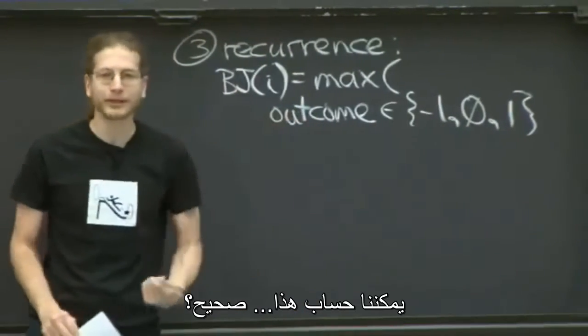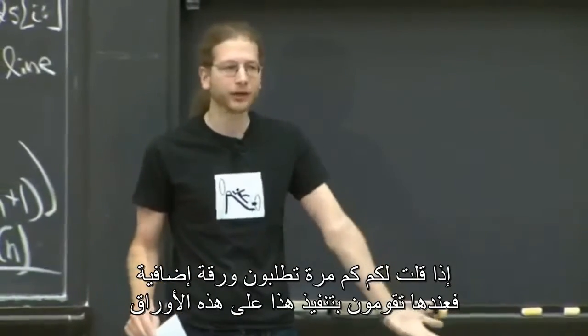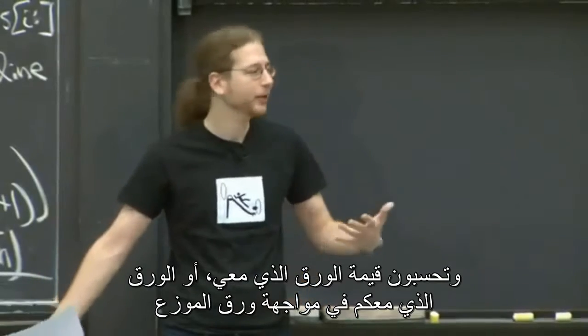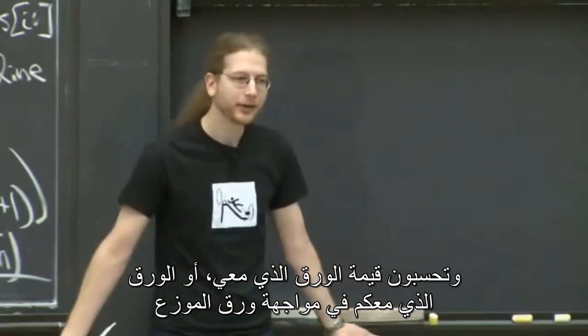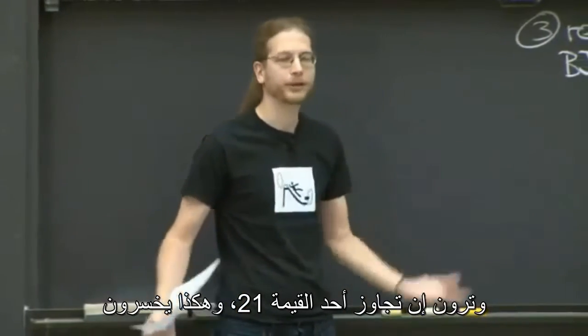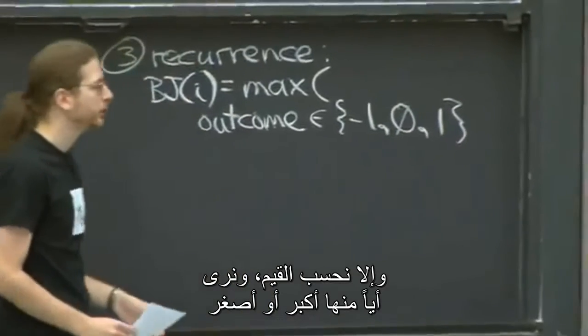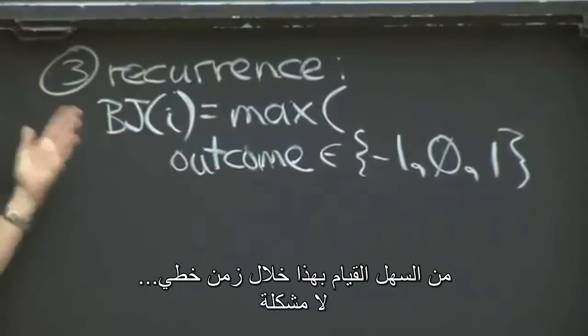If I told you how many times you hit, then you just execute through those cards, and you compute the values of my hand, of your hand versus the dealer's hand. You see, did anyone bust? If so, they lose. Otherwise, you compare the values, and you see which is bigger or smaller. Okay, this is easy to do in linear time.